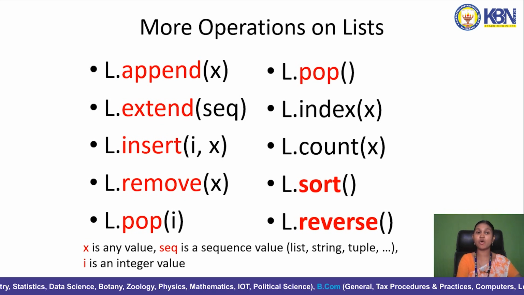Count function means how many values there are. Sorting function means you sort in ascending order or descending order. And the next one, the reverse function, means you reverse the given values.